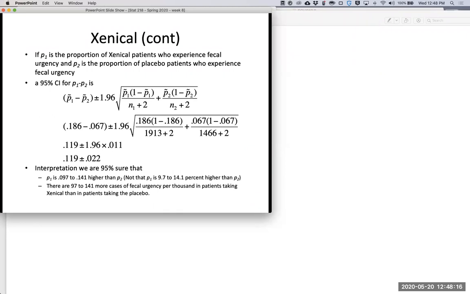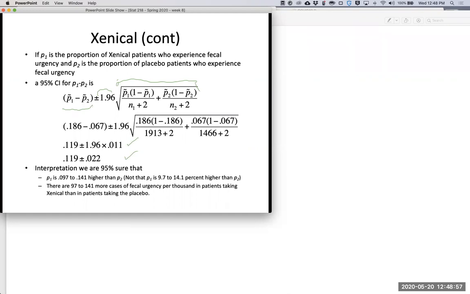Okay, my confidence interval for P1 minus P2 is again the difference of the sample-based estimates plus or minus the standard error times a z-value that goes with 95% confidence. In our case, I'm going to say I got 11.9 plus or minus 0.022. Now I'd say pause and make sure that you get this exact same number. And if you don't get this exact same number, that's an issue.